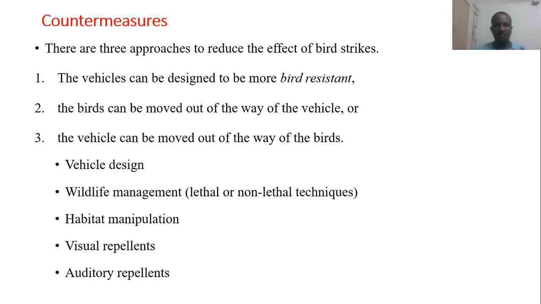This kind of mechanism may be required in the vehicle design. Also wildlife management, lethal or non-lethal techniques, must be adopted, or habitat manipulation techniques, and also visual repellents and auditory repellents like blasting pyrotechnics or producing sound using sound producing equipment near the airport. These things are some kind of countermeasures for this happening.